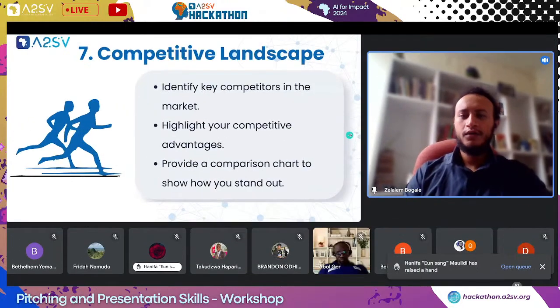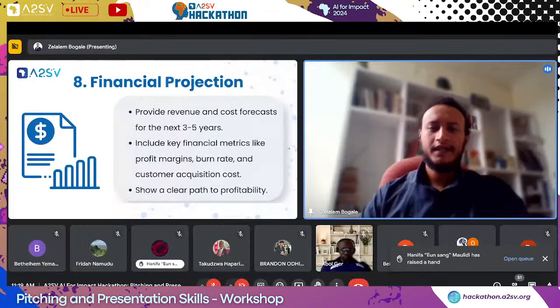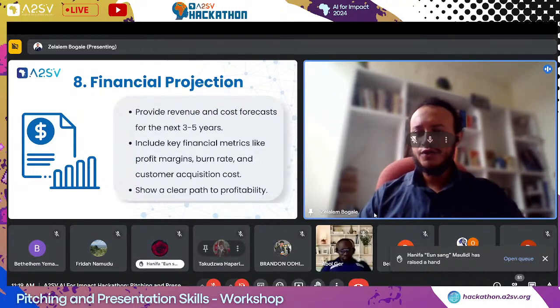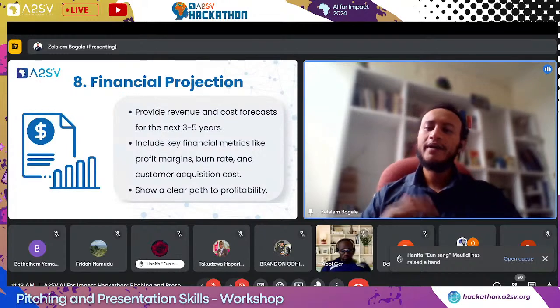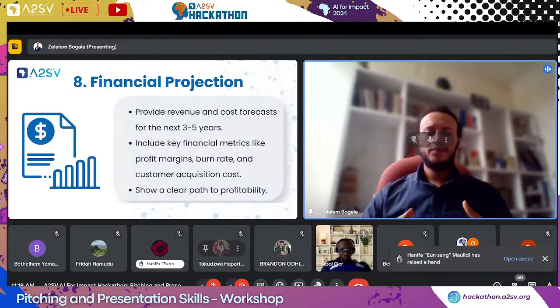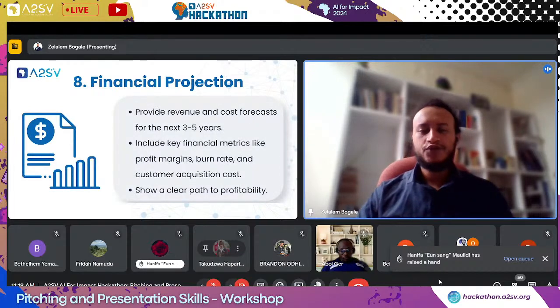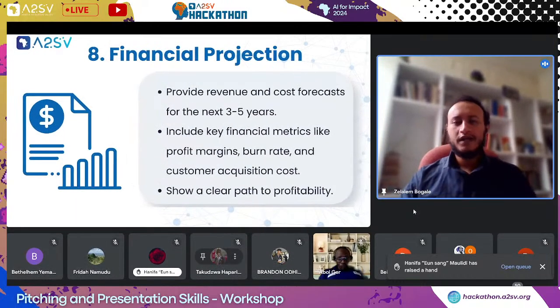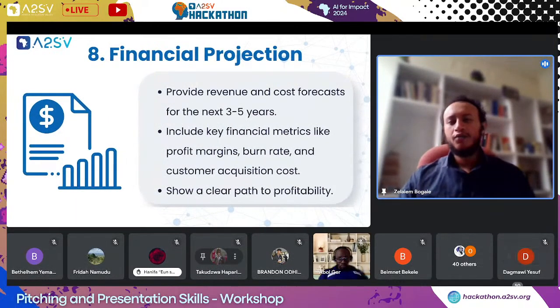All right, now once you've done this slide, we'll move on to the financial projection. So in the financial projection, you'll provide a forecast of your revenue and your cost for the next 3 to 5 years. So this is also very important because it shows the investors or clients that you're preaching that you've thought it through, that you clearly know what your costs are, what revenue you expect to gain, and you should also include key financial metrics.